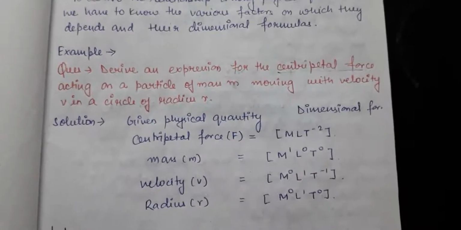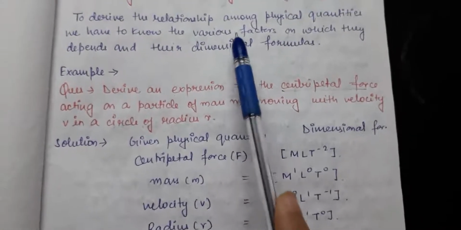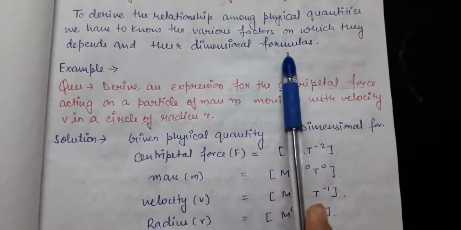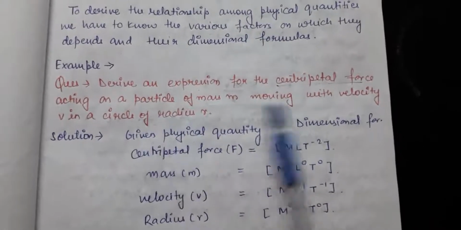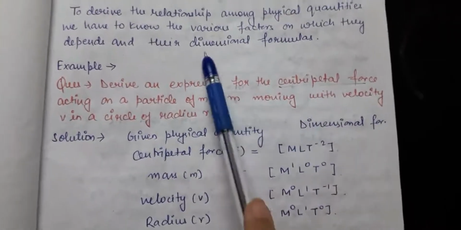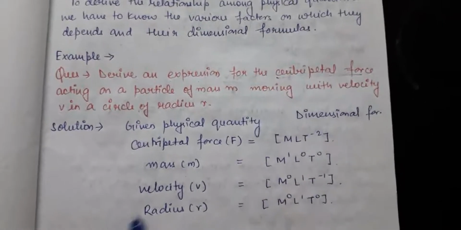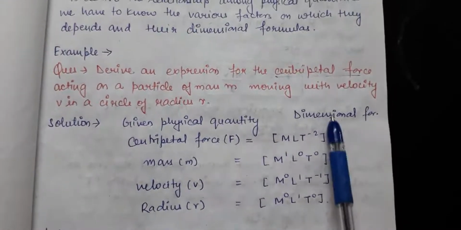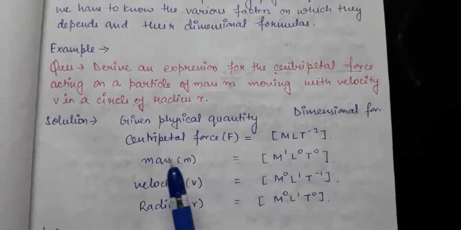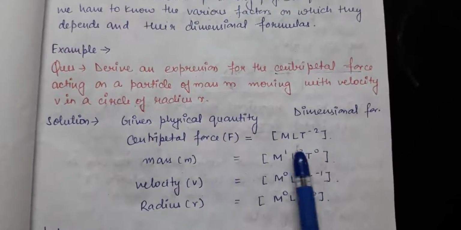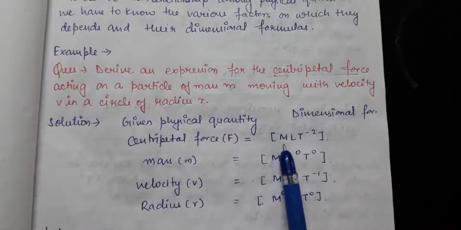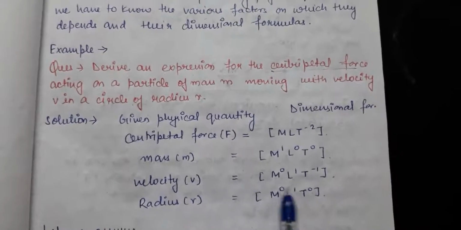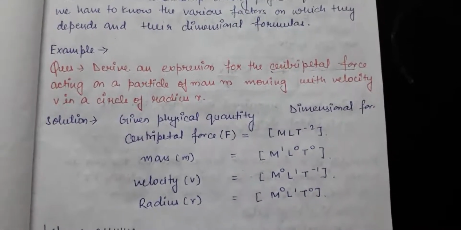So first of all, for this concept, we have to know two main things. Number one, the various factors on which the physical quantity depends, and secondly the dimensional formulas. We got that the centripetal force depends on these three factors, and the other thing we need to know is the dimensional formulas. So here we are writing the four physical quantities given in the question and the dimensional formulas for them. Centripetal force is a type of force only, so in place of force we can write the dimensional formula M L T^-2. Mass is M^1 L^0 T^0, velocity is M^0 L^1 T^-1 and radius is M^0 L^1 T^0.